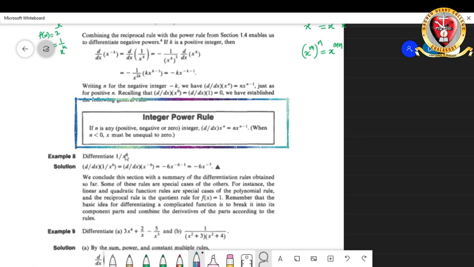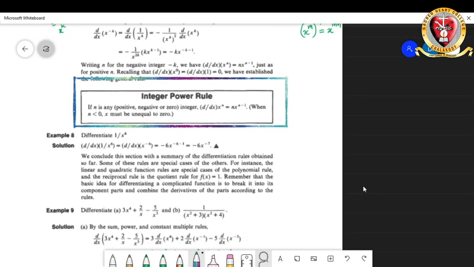So differentiate 1 by x raised to 6. So you get d by dx of 1 by x raised to 6 is equal to d by dx of x raised to minus 6, which is equal to minus 6 into x raised to minus 6 minus 1. So you get minus 6 into x raised to minus 7.